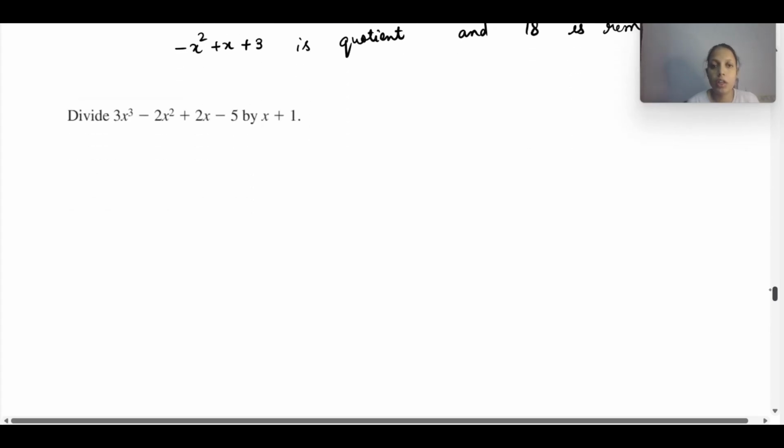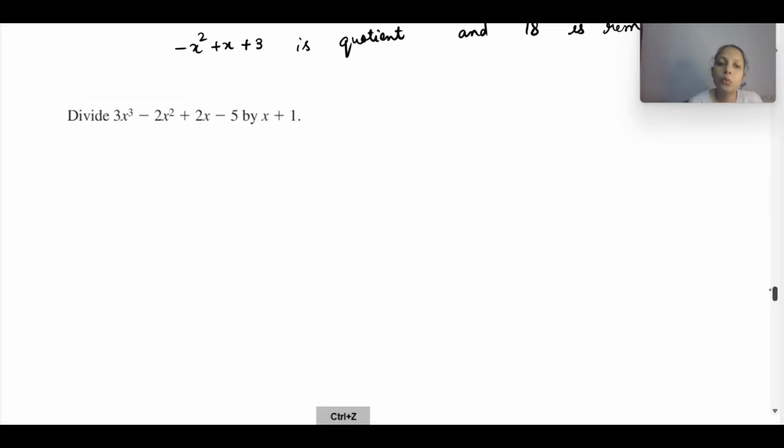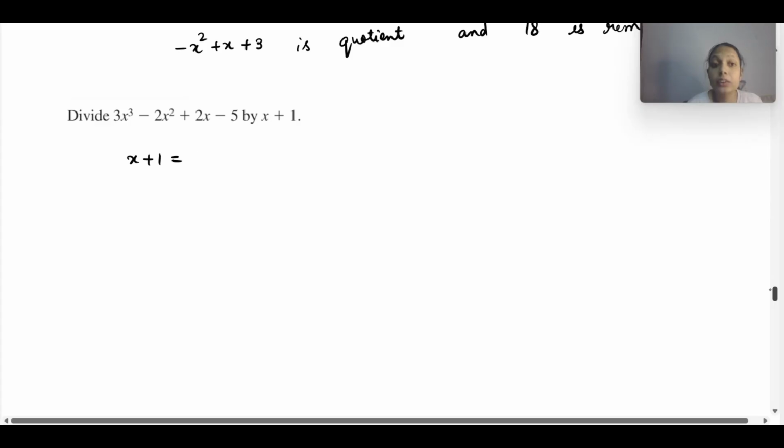So here I will solve by the synthetic method first. x plus 1. From x plus 1, what is the value of x? The x value is negative 1. So you have to keep this negative 1 here, and then we will make this shape and write all the coefficients: 3, minus 2, 2 and negative 5. You can see all the coefficients are present: x power 3, x power 2, x power 1 and constant.